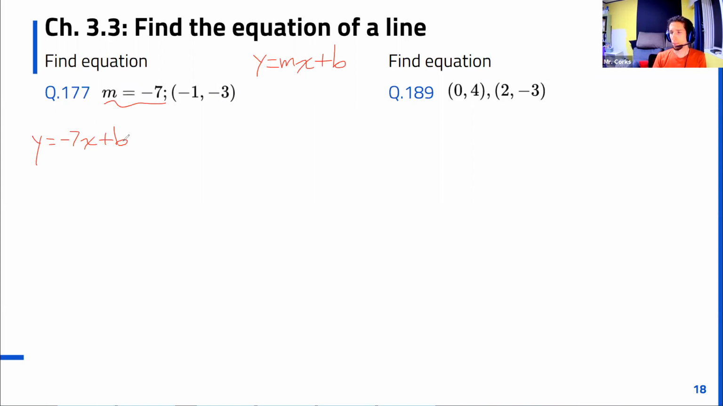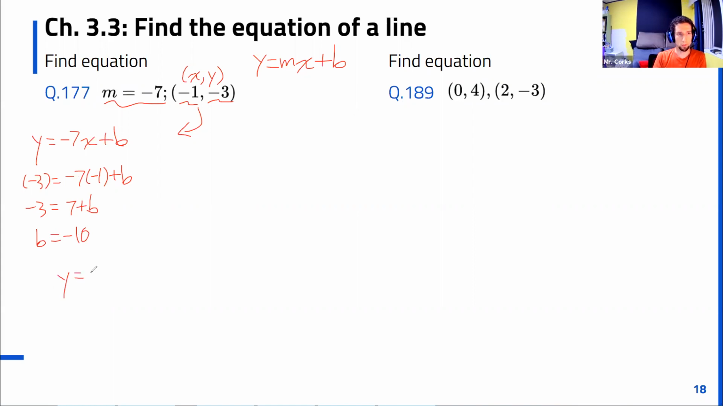How do we figure out the last part here? We have a point, but we need a y-intercept. Just substitute both coordinates into the equation. This is an x, y pair, so this is an x value and this is a y value. Substitute these values in here. So -3 equals -7 times -1 plus b, and that's -3 equals 7 plus b, so b is equal to -10.